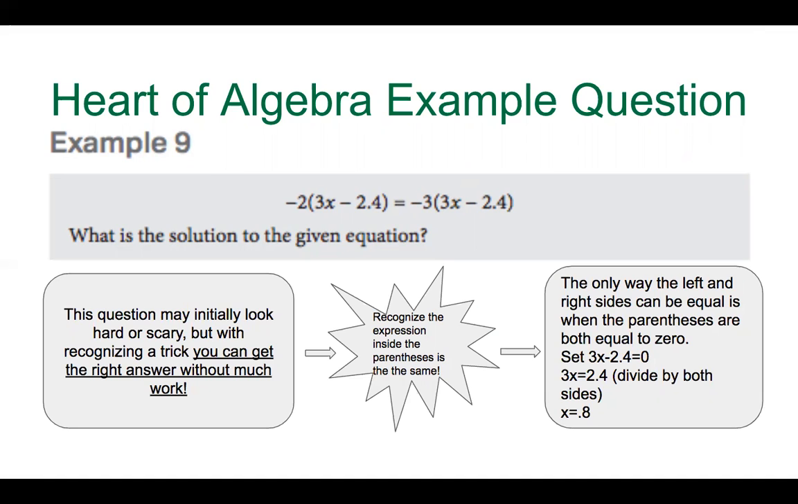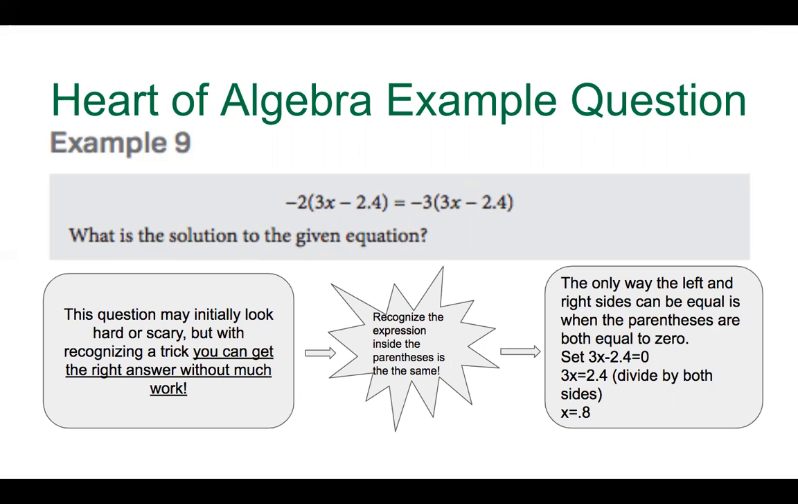So you're looking for an x value that when you plug it into both sides, you get the same thing on both sides. Initially you might think, okay, let me start to distribute on both sides and then start moving things over. But if you're able to recognize that there's the same expression on the inside of the parentheses, 3x minus 2.4 and 3x minus 2.4, we know that the only time these two sides can be equal to each other is when the inside of the parentheses is equal to 0.